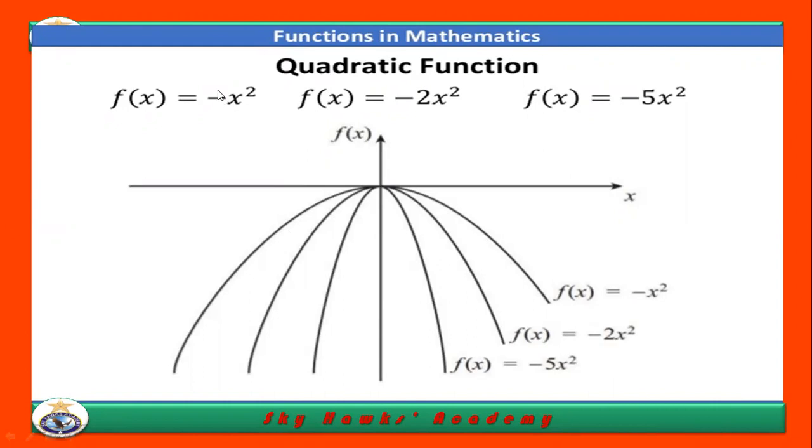So we will have to take notice of this. If there is a negative sign, this will open downward, and if there is a positive sign, it will open upward. But anyhow, we can trace just by putting the values of x and y, making a table, and joining those points to get the exact shape. But anyhow, this is a major characteristic.